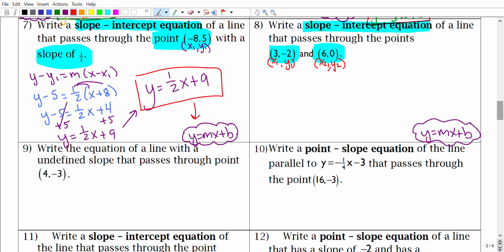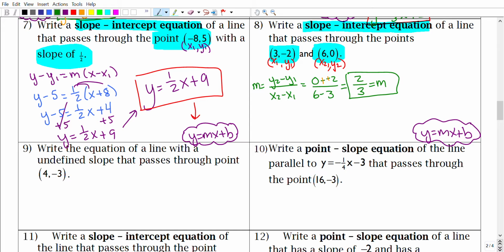So we were given 2 points here. So we know we have to first identify our slope, which we can calculate now because we have our equation y2 minus y1 over x2 minus x1. So we have 0 minus a negative 2 over 6 minus 3. This minus a negative just means the opposite of a negative, which is a positive. So I really get 2 over 3. So my slope is 2/3.